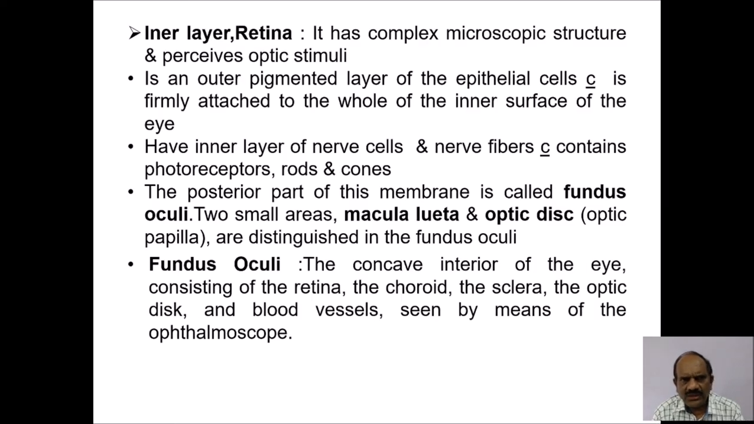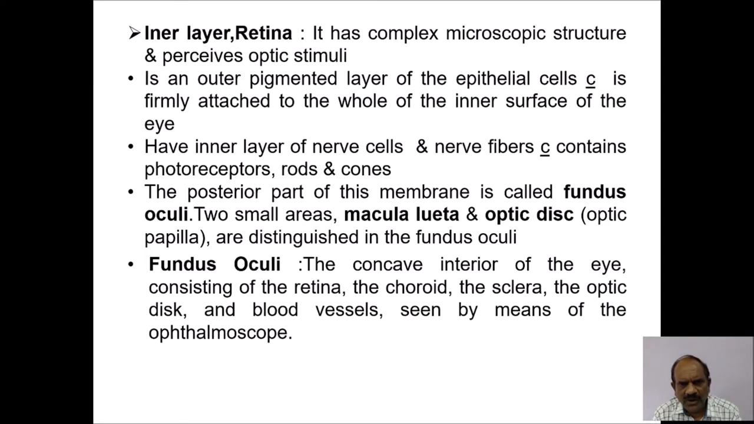Now, coming to the innermost layer of the eyeball, what we call the retina. It has a complex microscopic structure and perceives optic stimuli. The retina has an outer pigmented layer of epithelial cells, which is firmly attached to the whole of the inner surface of the eye. It has an inner layer of nerve cells and nerve fibers, which contain the photoreceptors, very commonly known as rods and cones.